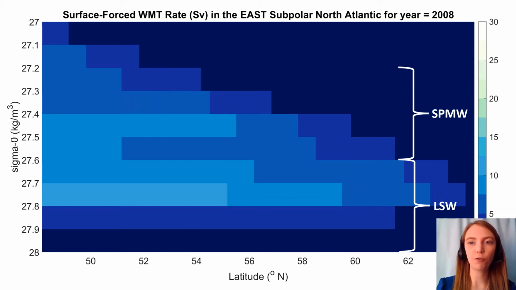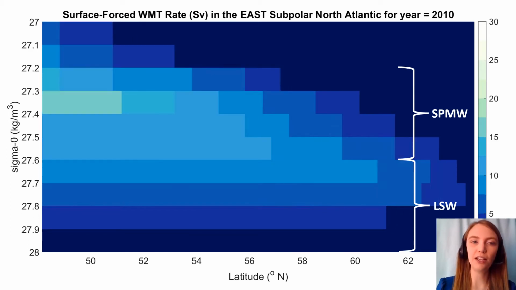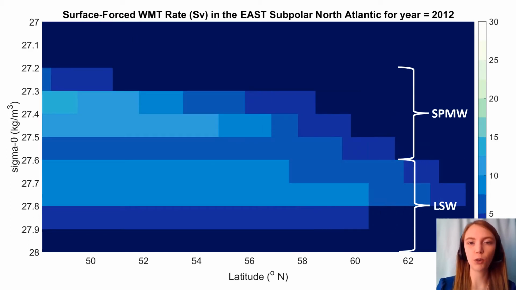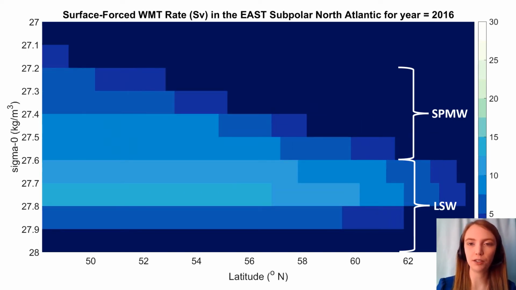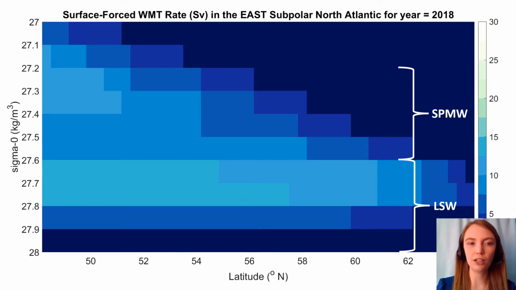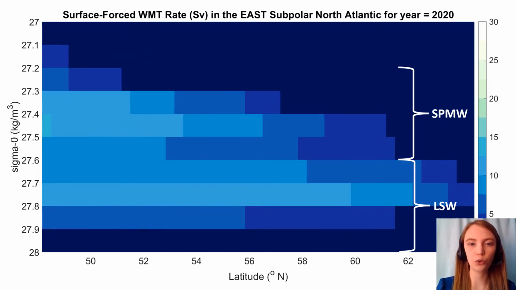with maximum transformation typically occurring at an intermediate density range between 27.3 and 27.7 kilograms per cubic meter, which corresponds approximately to the density of subpolar mode water. You'll also notice that there is limited transformation happening at higher densities above 27.8 kilograms per cubic meter or at higher latitudes beyond 62 degrees north.